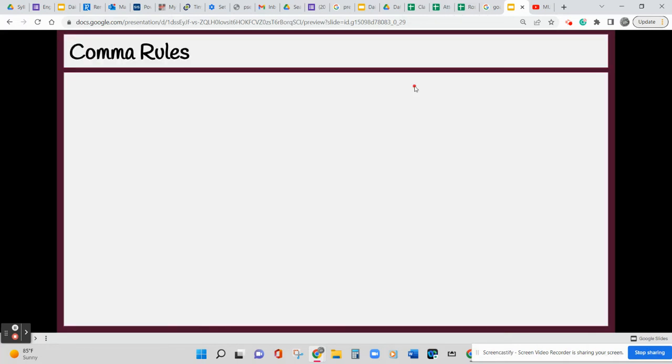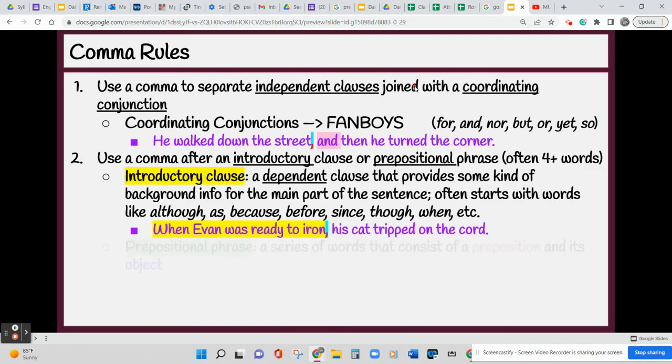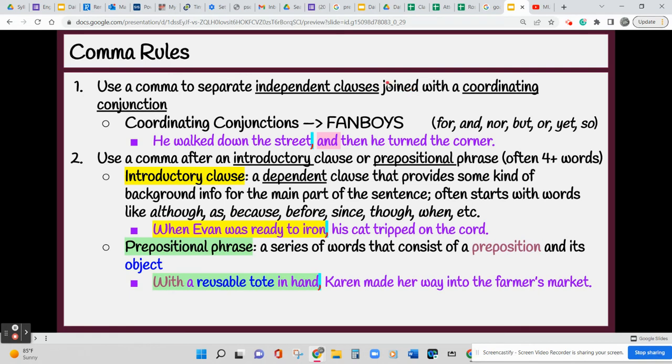Alright, let's talk about comma rules. We are going to be going over 4 comma rules today. I'll put them all up first before we start talking, or at least half of them. Alright, comma rule number 1. We use commas to separate independent clauses that are joined with a coordinating conjunction.